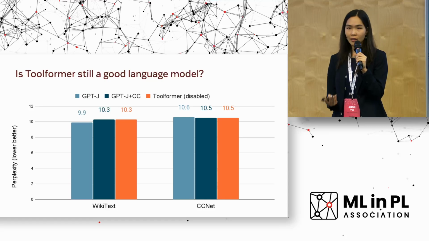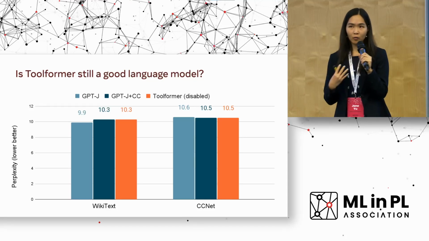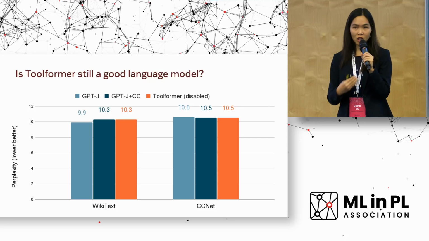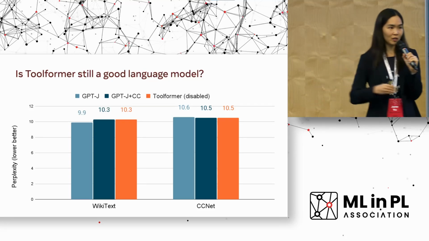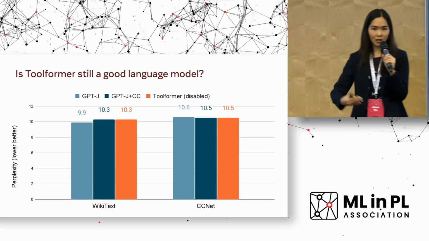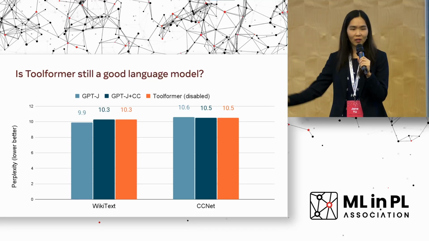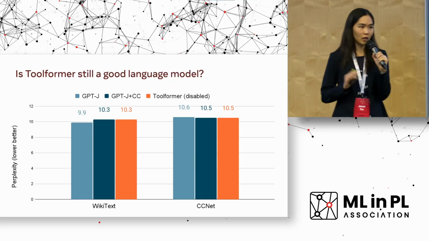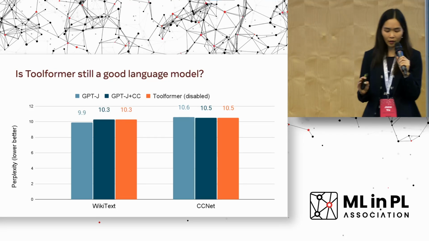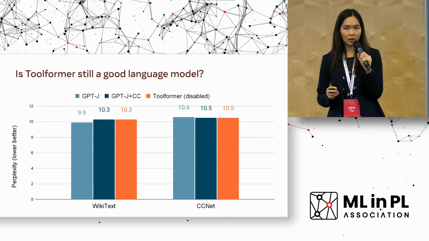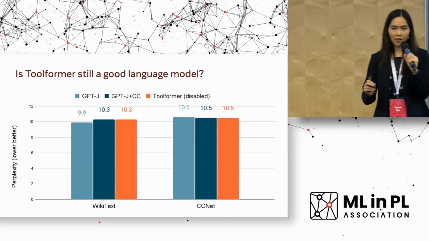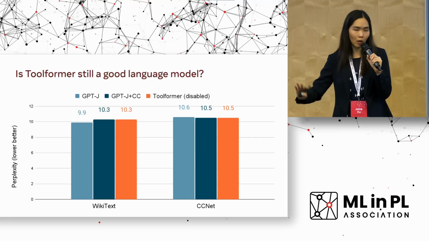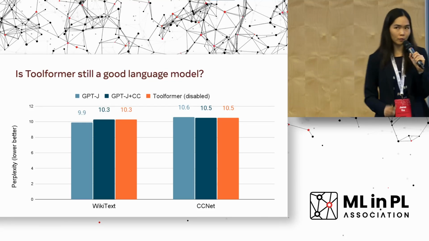We're going to look at two data sets, Wikitext and CCNet, and we're going to look at three models, in particular GPTJ, which is that base model with no fine-tuning, GPTJ plus CC, which is basically GPTJ, but it's further fine-tuned on CCNet. CCNet is the one that doesn't have API calls. And we're also going to evaluate using Toolformer disabled. And I'm using Toolformer disabled for this analysis because the way that you compute perplexity, there's no really good analogous way of doing so when you have all these API calls. So suffice it to say, we're going to use Toolformer disabled, which is still the same model. We're just going to prevent tool usage.